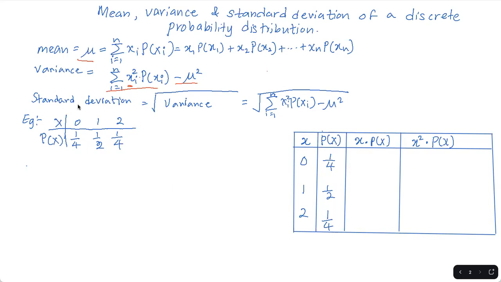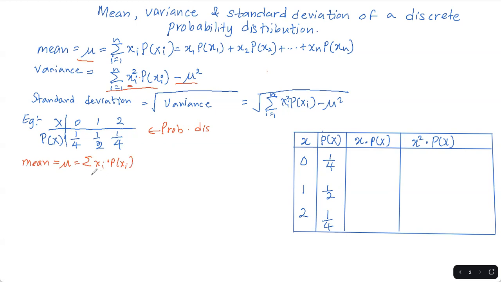So let's look at this example. This is a probability distribution, right? If you want, you can check it. The two conditions: the summation of all the probabilities equals 1 and each of the probabilities is between 0 and 1. So this is a probability distribution and it is discrete. And let's find the mean. So mean equals mu equals summation of xi times probability of xi.